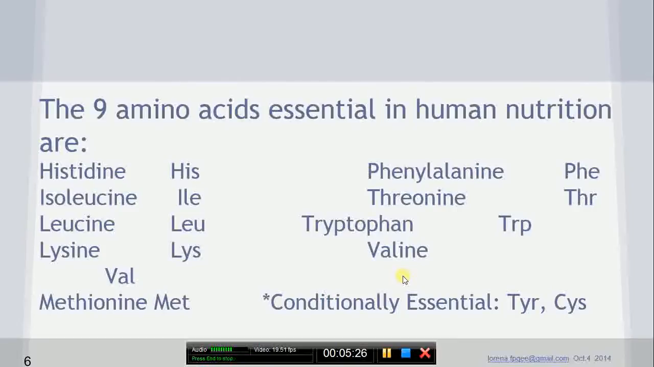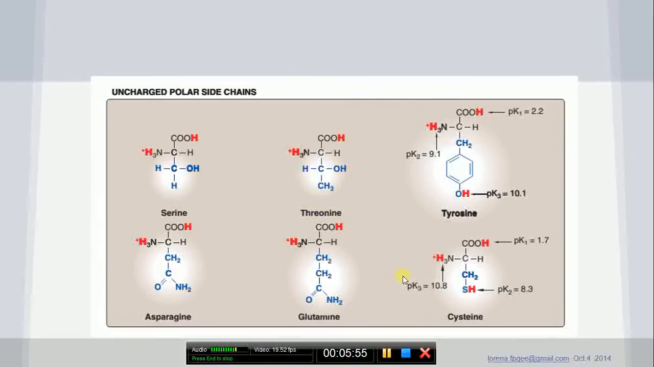As the precursors for synthesizing new proteins, the amino acids are clearly important from a nutritional perspective. The 9 amino acids essential in human nutrition are histidine, isoleucine, leucine, lysine, methionine, phenylalanine, threonine, tryptophan, and valine. They cannot be synthesized from other amino acids or dietary constituents. Adults can produce tyrosine from phenylalanine and cysteine from methionine.